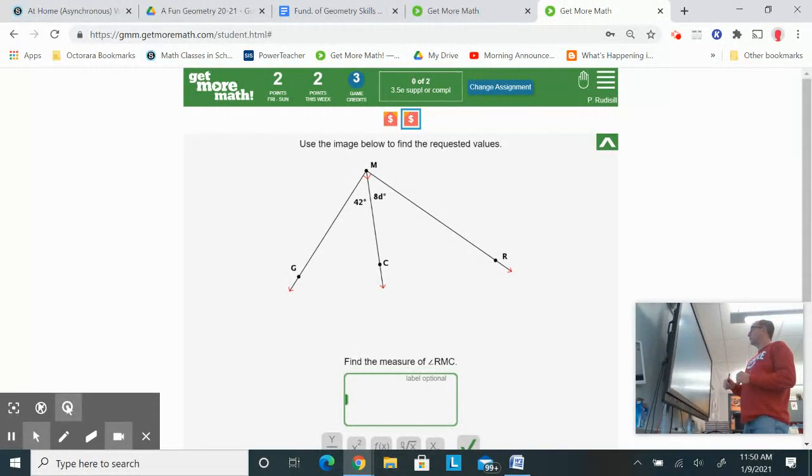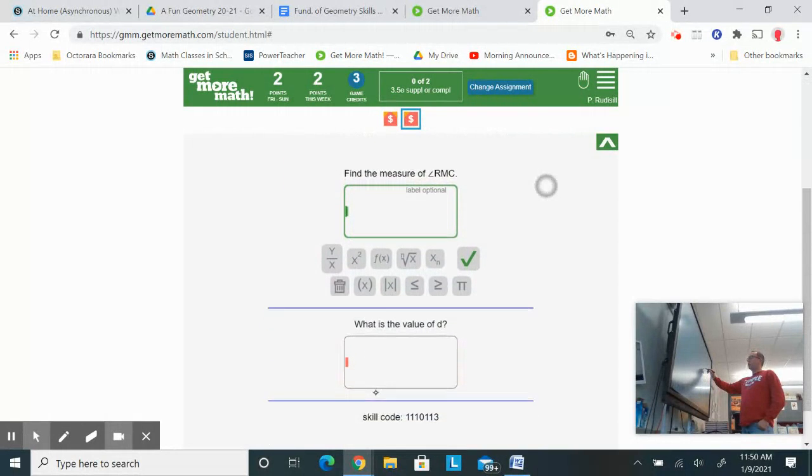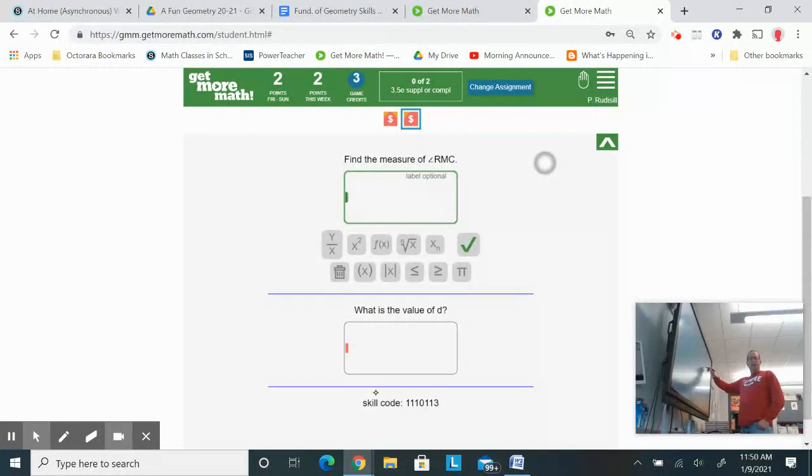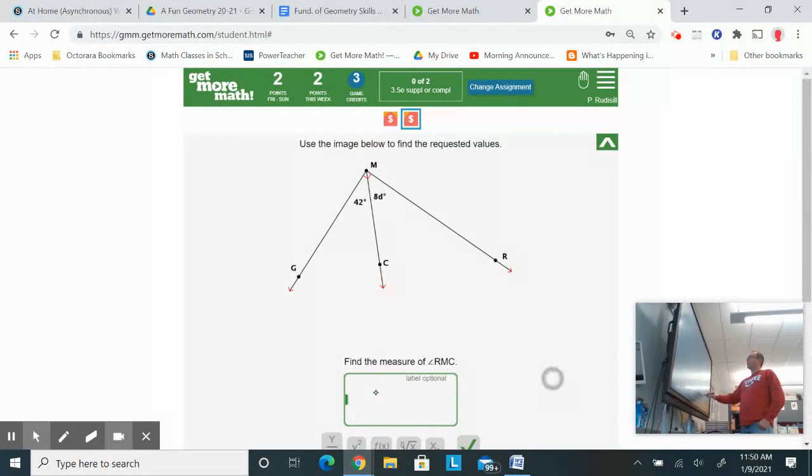Okay, so let me just scroll up here. You can notice the directions say use the image below to find the requested values. And these problems, you're going to have two different parts to the answer. One of them is an angle measure, and one of them is the value for the variable. There are a couple different ways you can approach these problems. I'm going to use the idea here of, hey, we have complementary angles.